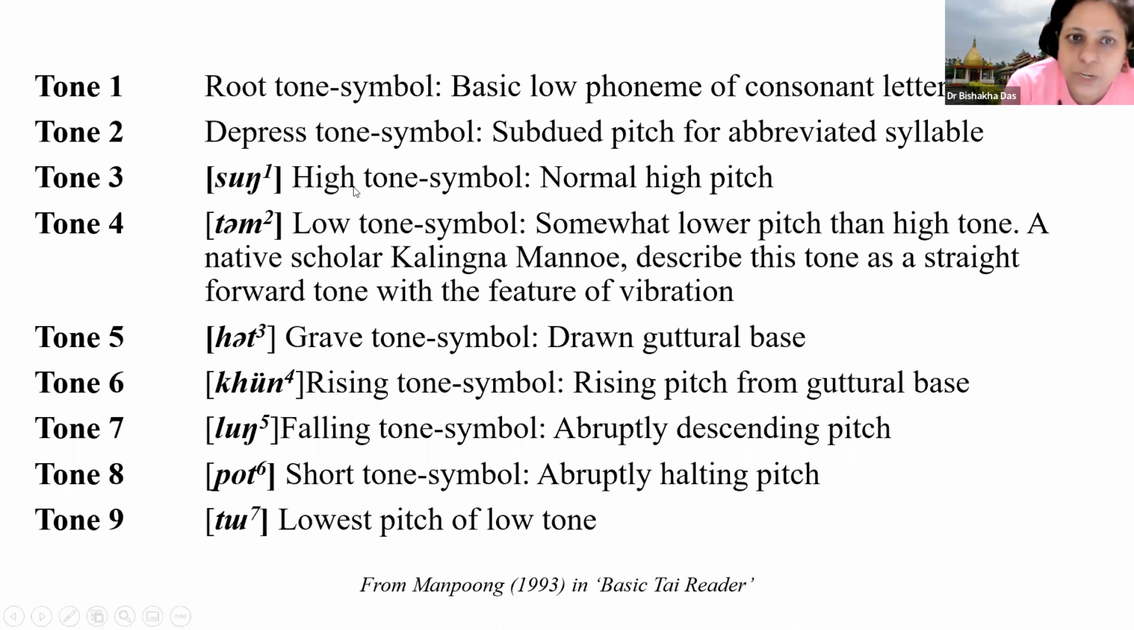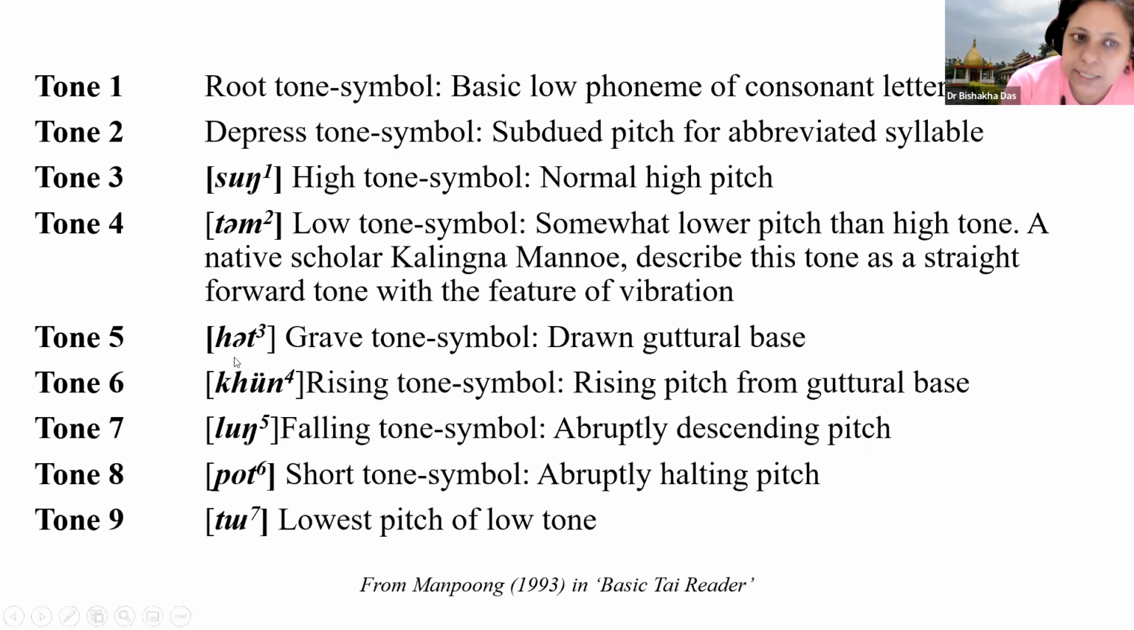So tone 3 is a high tone symbol with a normal high pitch. Tone 4, tam, is a low tone symbol, somewhat lower in pitch than the high tone. But then there's another scholar, Kalingna Mannoy. They're also reviewing things. They're also working on the script and the tones. And he describes this tone as a straightforward tone with a feature of vibration.